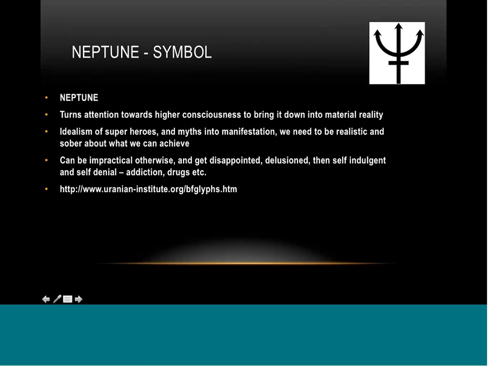Neptune is one symbol. Here there are three arrows pointing upwards. The indication of the symbol is that it's about turning attention towards higher consciousness in order to bring it down to material reality. So it indicates the idealism we see in superheroes and myths.